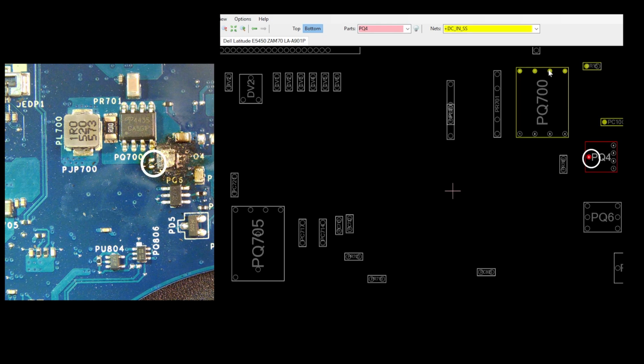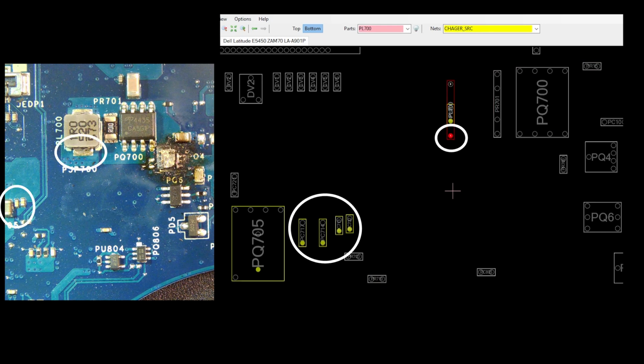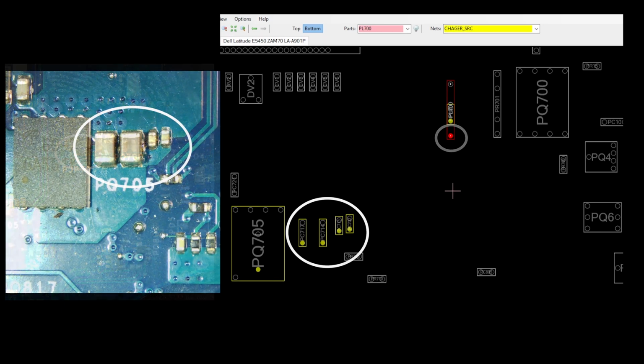We find that the output of PQ4 connects to the input of PQ700, the second MOSFET, and the output of the second MOSFET connects to the current sense resistor PR701. The output of PR701 connects to the coil PL700, and the output of the coil connects to the 4 capacitors below. Since these are the only components between the coil and the next MOSFET, it could very well be that one of them is shorted to ground and thereby drawing too much current through PQ4. They do measure as short, so now we have to find out which one of these is shorted.